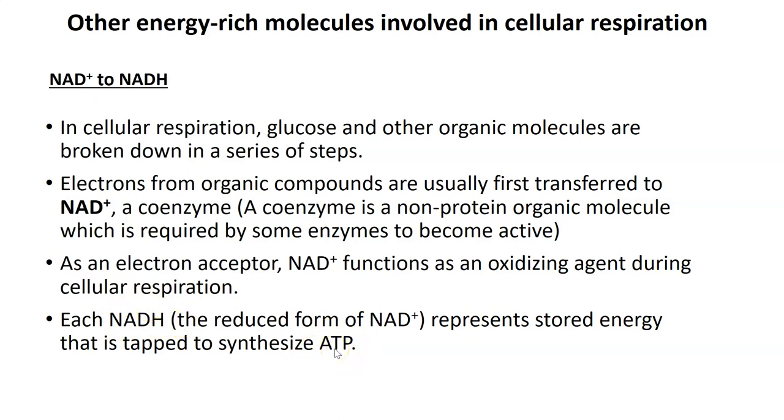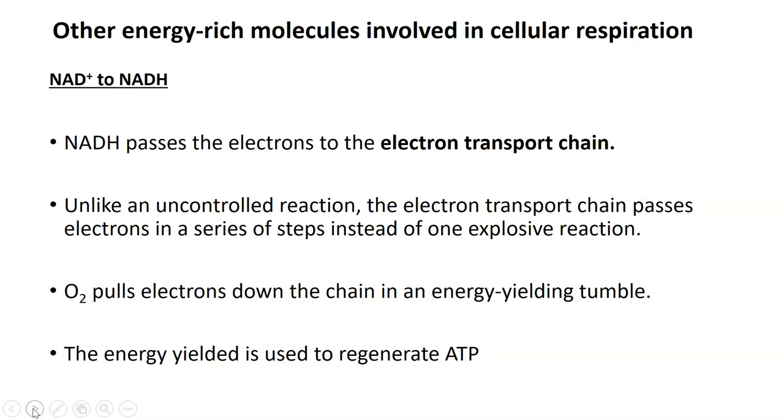And we'll talk about NADH and another energy-rich molecule, FADH2, in the next lecture. Again, I'm just summarizing bits of what the next lecture will talk about: how NADH is used because it carries the high energy electrons. It passes those electrons to the electron transport chain. So when we talk about the oxidative phosphorylation pathway, we're talking about the electron transport chain.